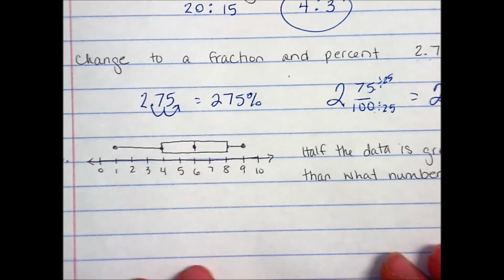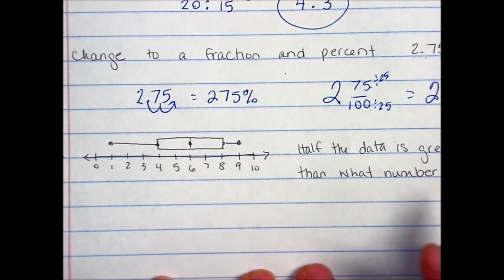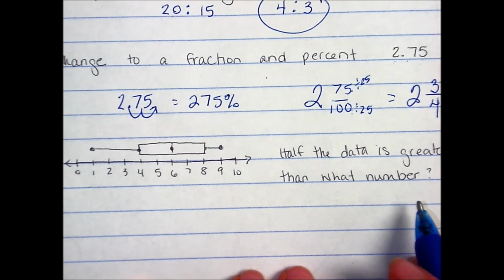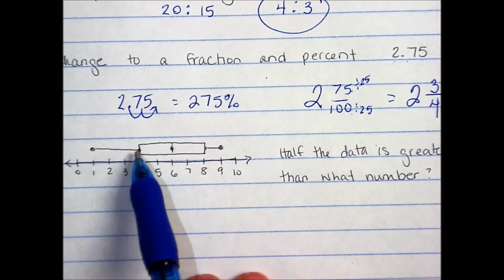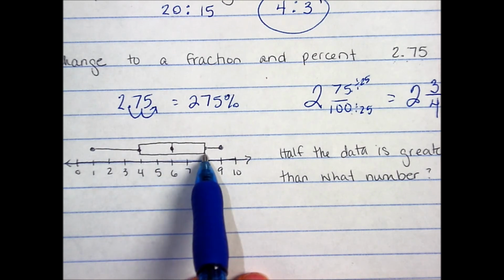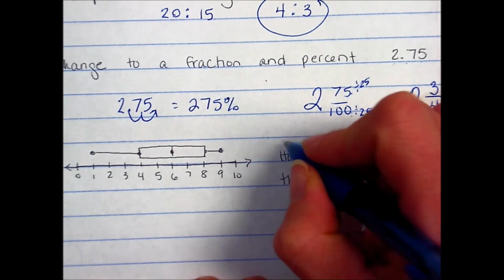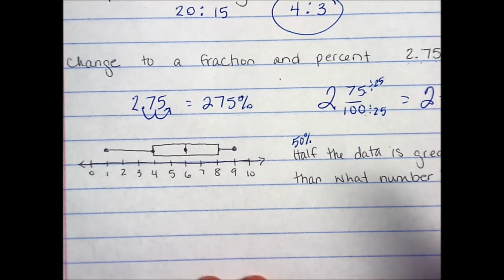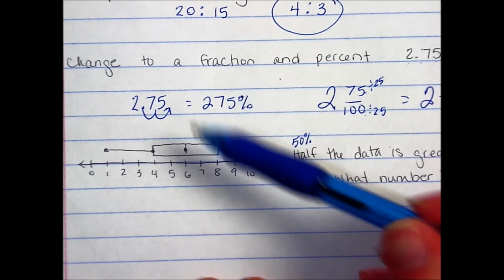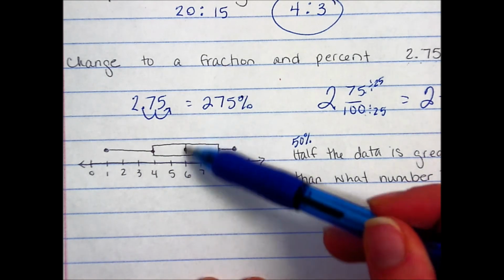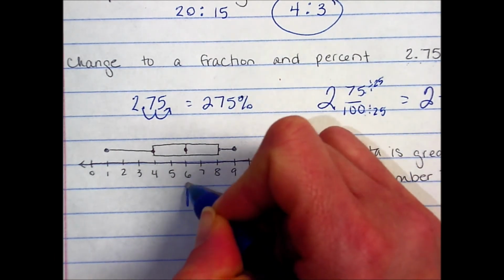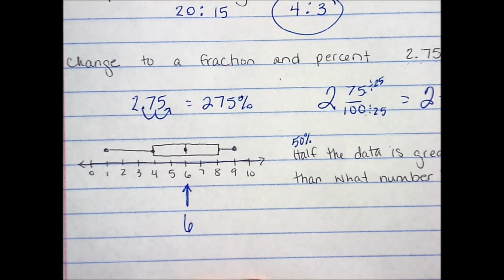Okay, on number 6, we have a box and whisker, and it says half the data is greater than what number? So what we need to remember on a box and whiskers is from dot to dot is 25%, and half would be 50%. So another thing I can think of is that the halfway point of a box and whiskers, or the median, is here in the middle of the box. So half the data is greater than 6.